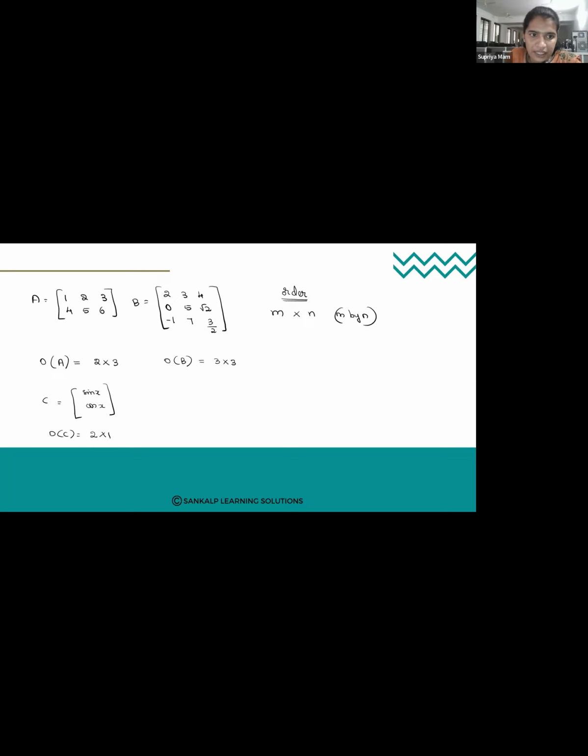In this case, if I consider first row, first column entry is sin x. First column entry is cos x. Order of the matrix is 2 by 1. Now consider the first example again. In the first example, order of the matrix is 2 by 3. How many entries are there? See the entries: 1, 2, 3, 4, 5, 6. There are 6 entries. Order of the matrix 2 by 3, number of entries 6. What about in the second?